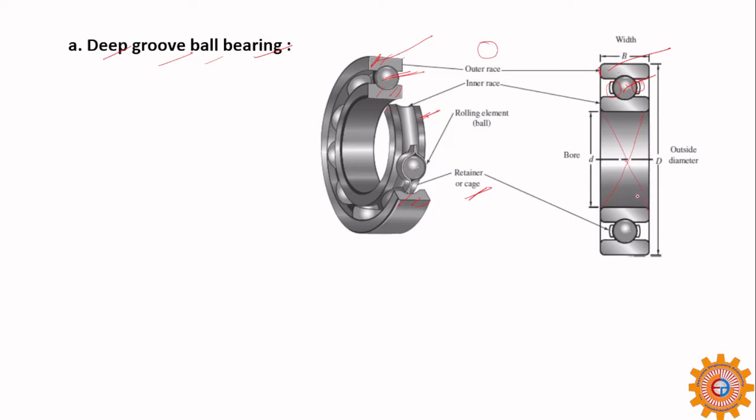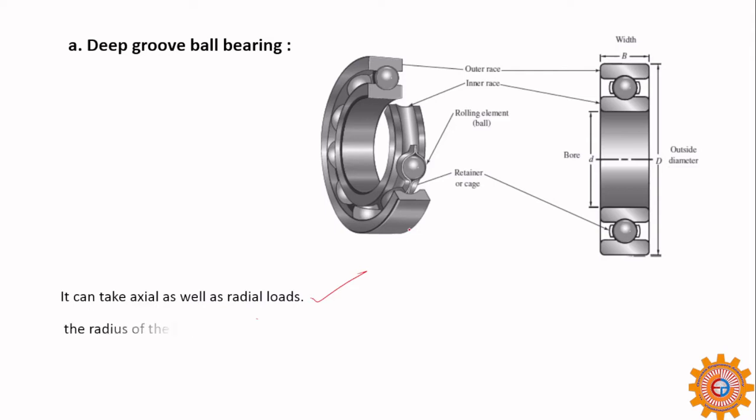In this we insert the shaft. So the shaft rotates along with the ball bearings, and this part is at rest. It won't rotate, it is stationary. So it can take axial as well as radial loads. So the advantage of a deep groove ball bearing is that it can take loads radially and also axially.